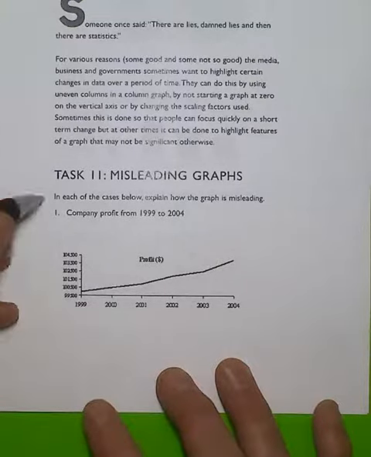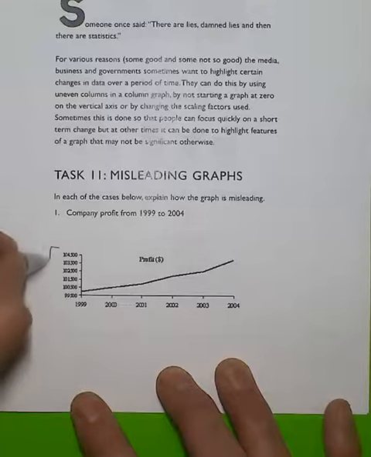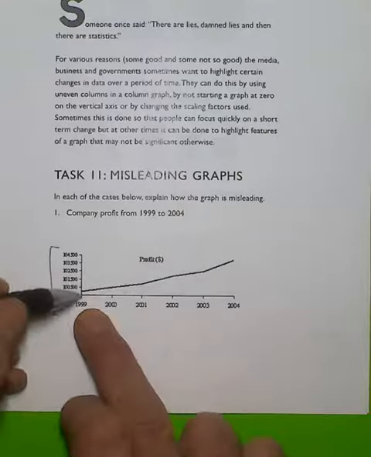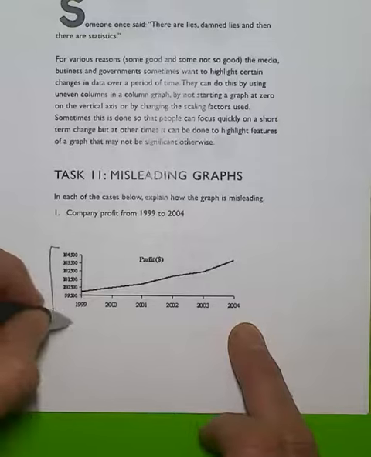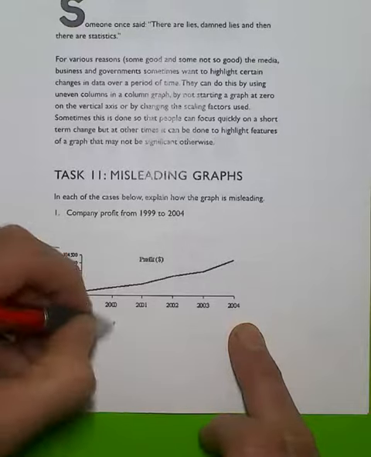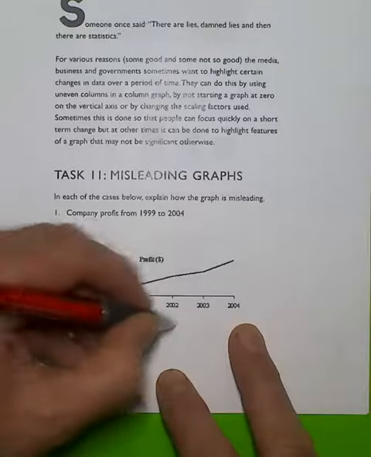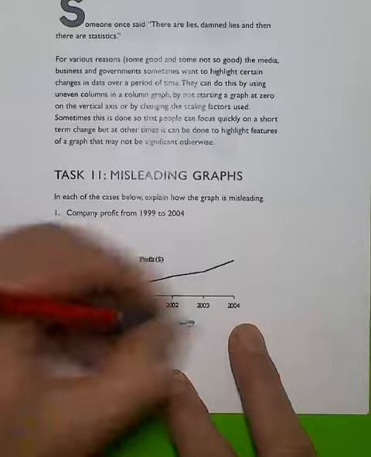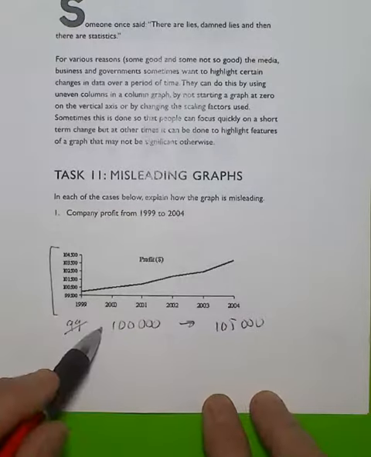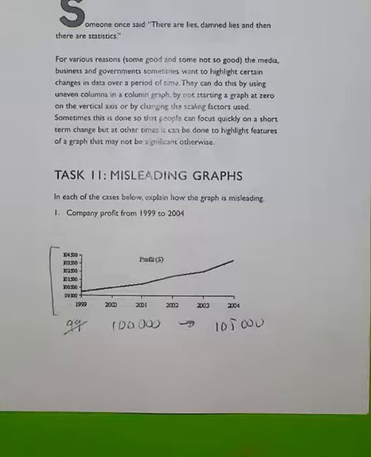In task 11, number 1, I've got a company profit. Now, that looks like it's increased quite a bit between 1999 and 2004. But if we read our scales, it's of the order of about 100,000 through to 105,000. That's less than the rate of inflation, so it's misleading to present a positive viewpoint that perhaps really isn't there. But they're not making a reduction in profit along the way.